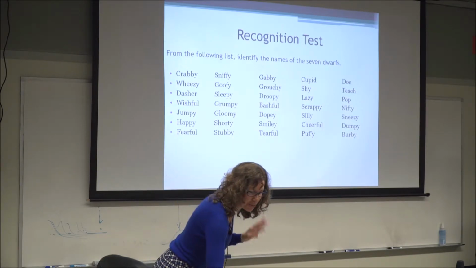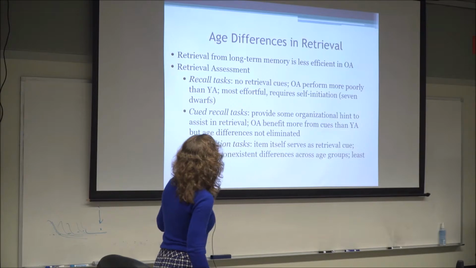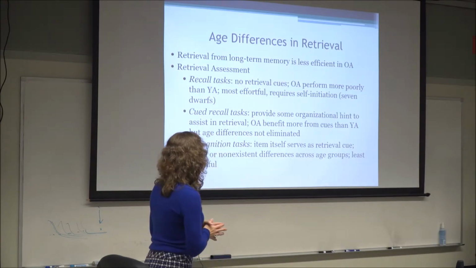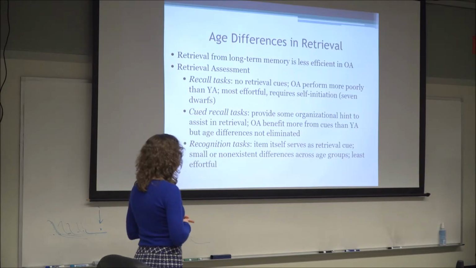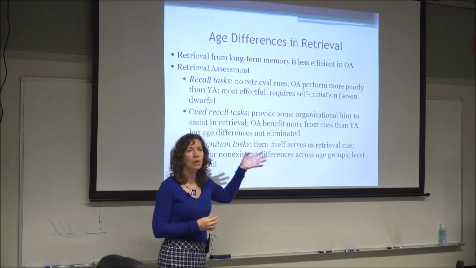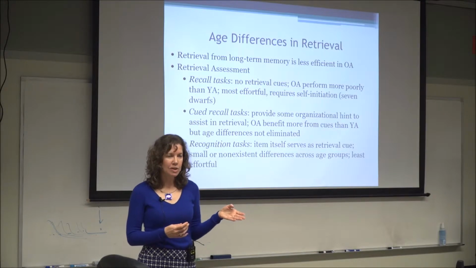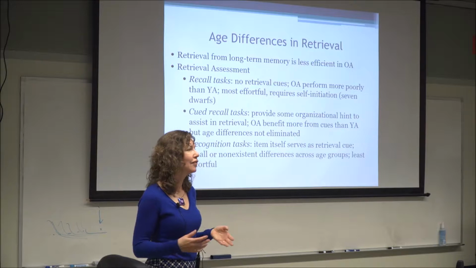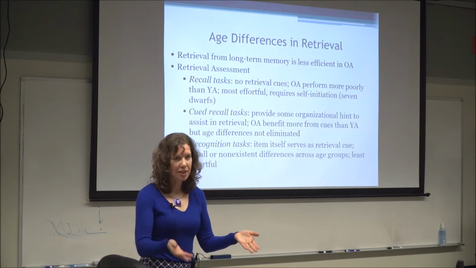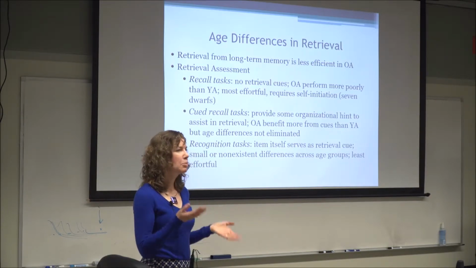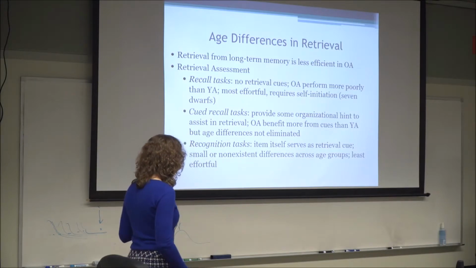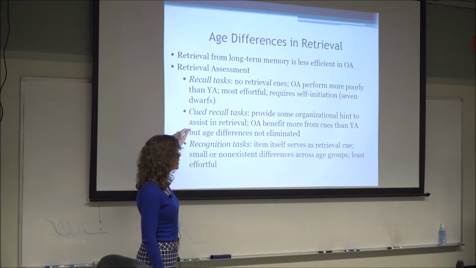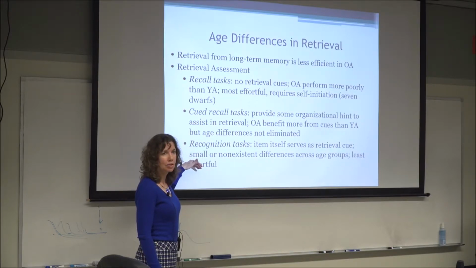Okay, so the point of all of that was to show you a little bit about age differences in retrieval. When we ask older adults just to recall information and we don't give them any sort of retrieval cues, that's where we see the biggest differences between our older and younger adults. So if I just said, give me the names of the 7 dwarfs, that's the type of condition where we see the biggest differences. As we provide more support to the older adults, we see those age-related decrements decreasing.